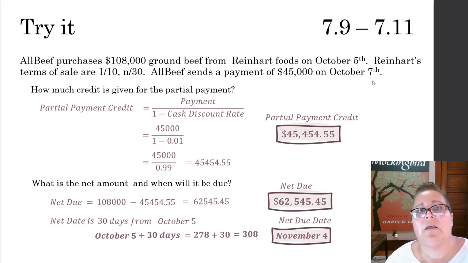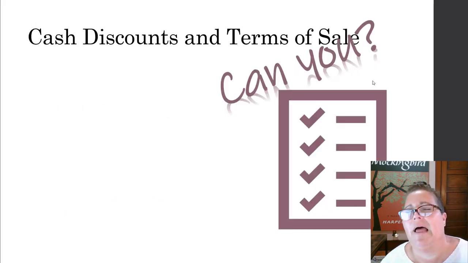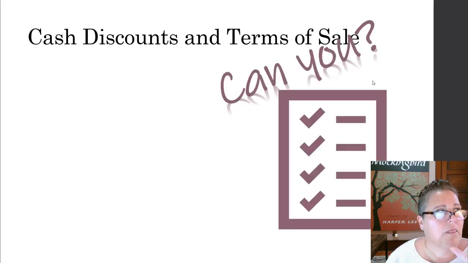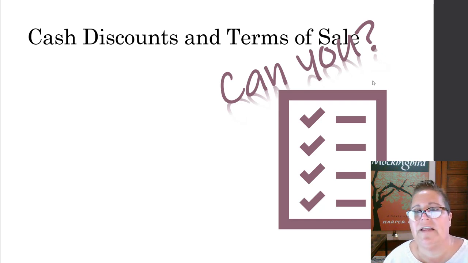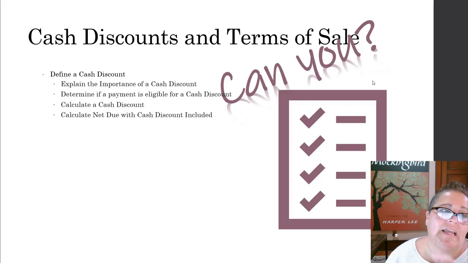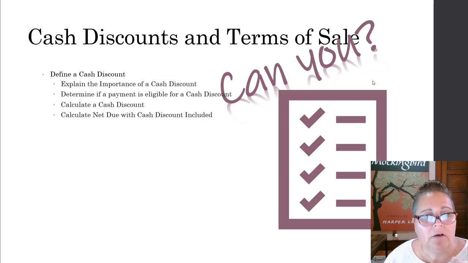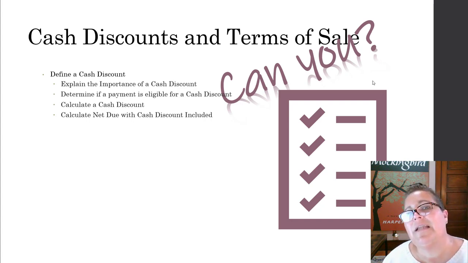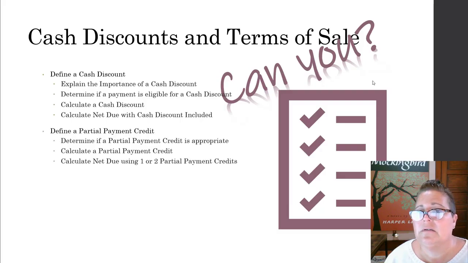Okay? So those last two examples synthesized a lot of information. They put a lot of different pieces together. But in the end, do you feel confident that you can tell me what a cash discount is? Can you give me a couple of reasons as to why it is important? Do you know how to determine if a payment is eligible for a cash discount? Can you calculate it? And can you calculate the net due if one is included?